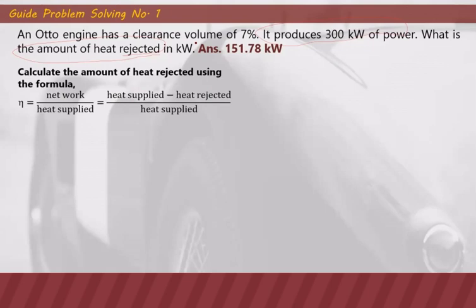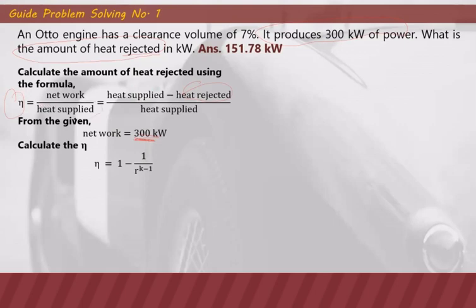And then we have 7% clearance volume. So we can use the air standard efficiency formula for us to get the unknown, which is the heat rejected, if we have the heat supplied. It is given that the net work is 300 kilowatts. So we will calculate thermal efficiency, so that if we have the thermal efficiency, we can get the heat supplied, and if we have the heat supplied, we are just going to use this formula to get the heat rejected.